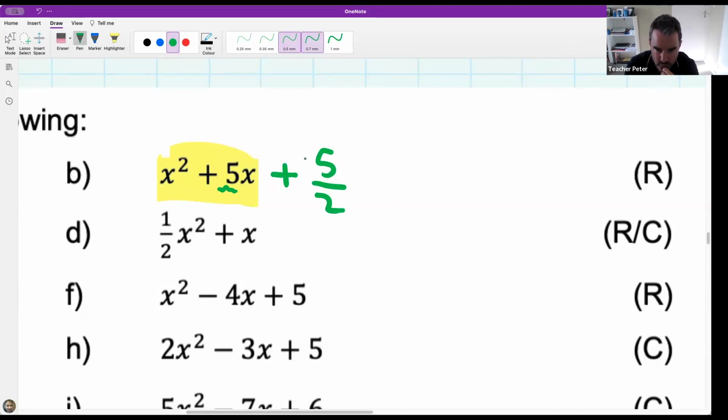And then what you do is you take that number and you square it. Now it seems weird, but at the moment, all I'm doing is I'm dividing by 2. So I take the number that's here, I divide that by 2 and I square it. Now, if I've added 5 over 2 squared, what do I need to do to balance the books?